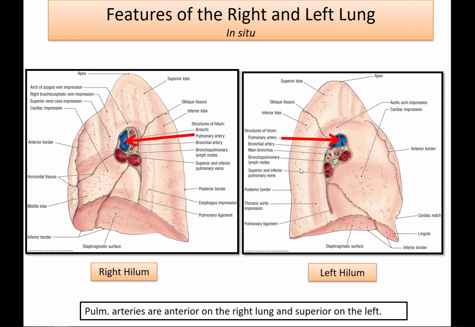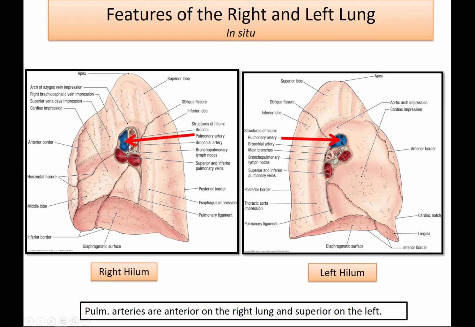On the right and left lungs, the order of structures is slightly different. If we look at the right hilum and the left hilum, you can see that the pulmonary arteries are anterior on the right lung and superior on the left lung. In lab, unfortunately, nothing is color-coded. However, you can tell the main stem bronchus from arteries and veins because the main stem bronchus is very cartilaginous, whereas the veins and arteries are much thinner. Other than that, you really do have to go by location here.